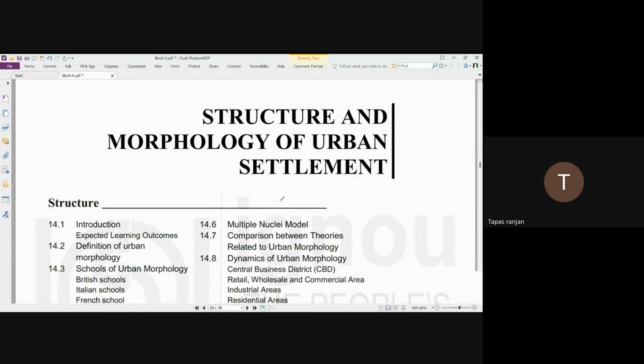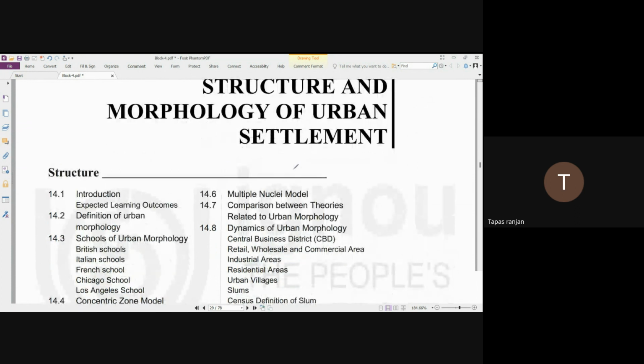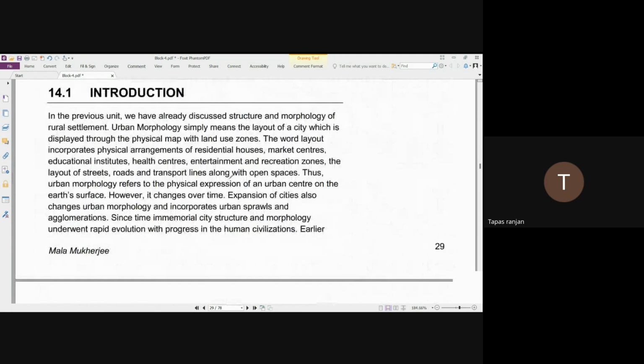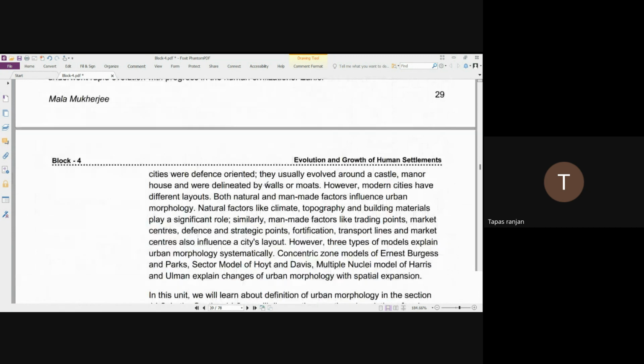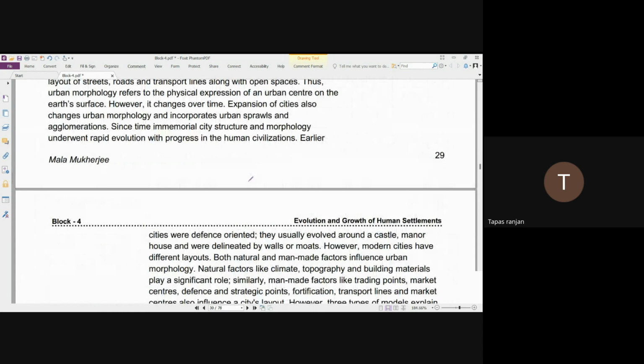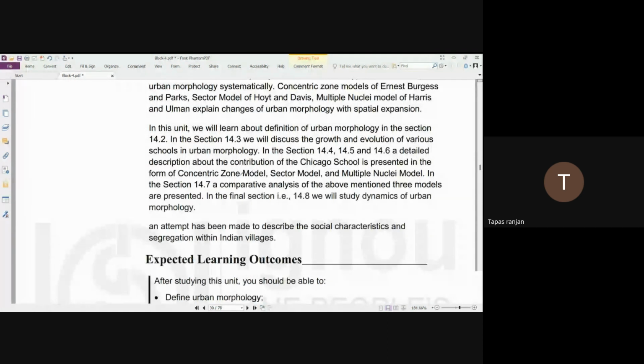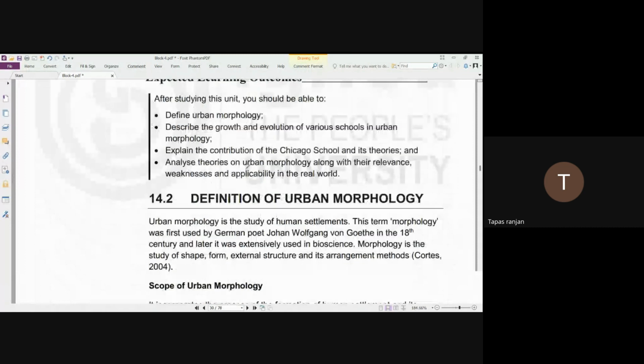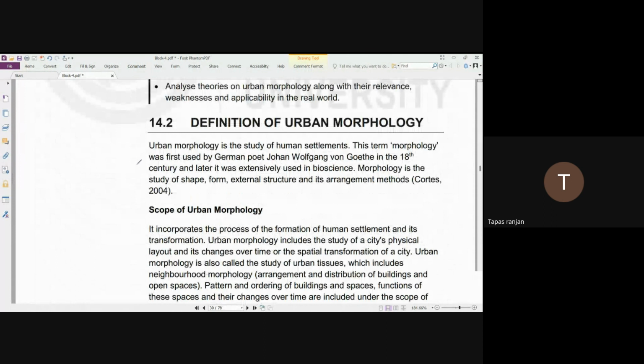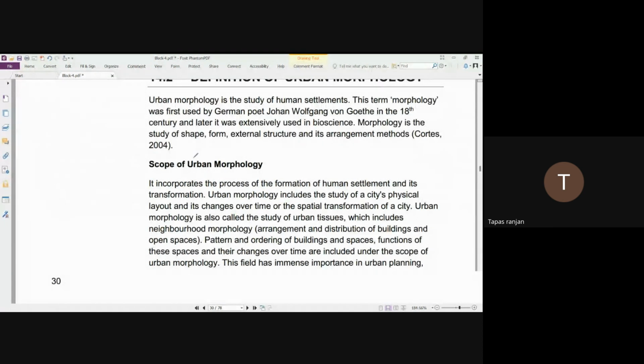Structure and morphology of urban settlements. So we'll briefly discuss the structure and morphology of urban settlements. We'll discuss all those theories which have been given about the urban morphology. Okay, and what is the scope of urban morphology?